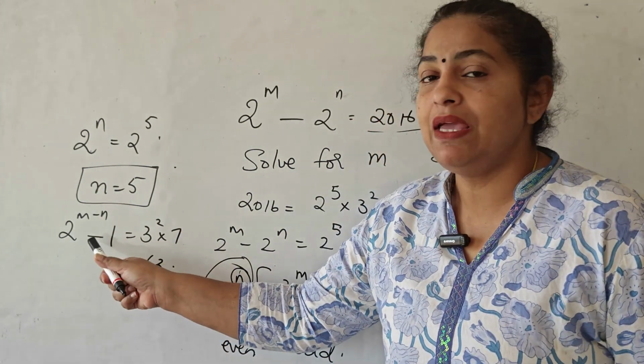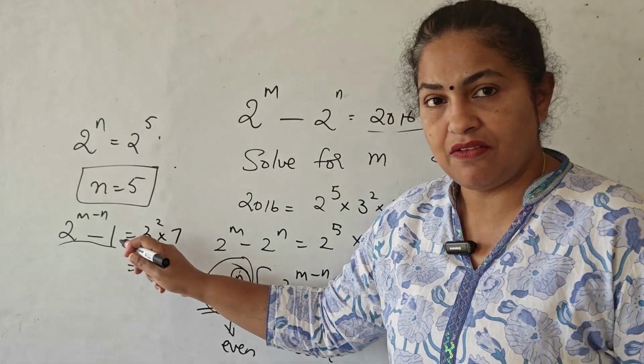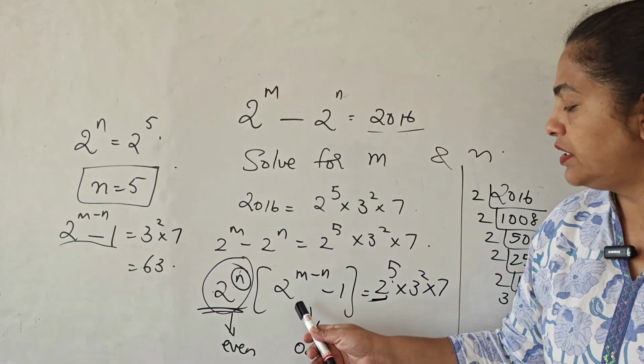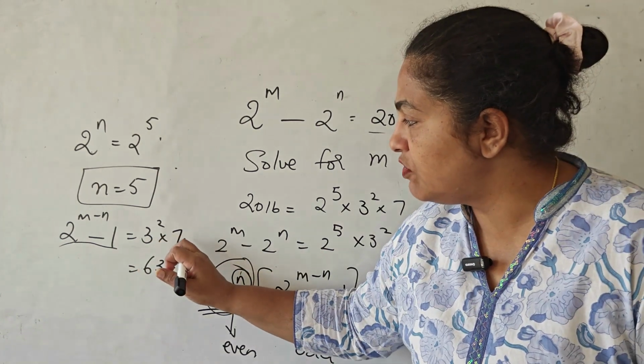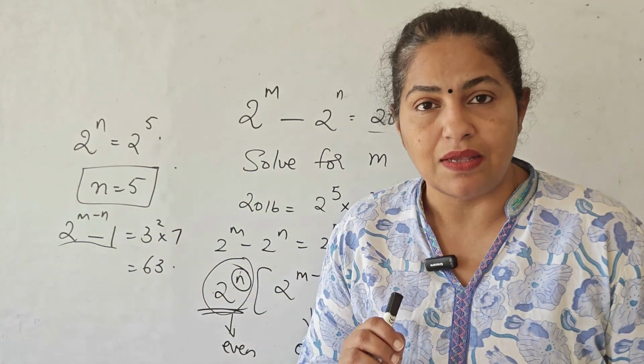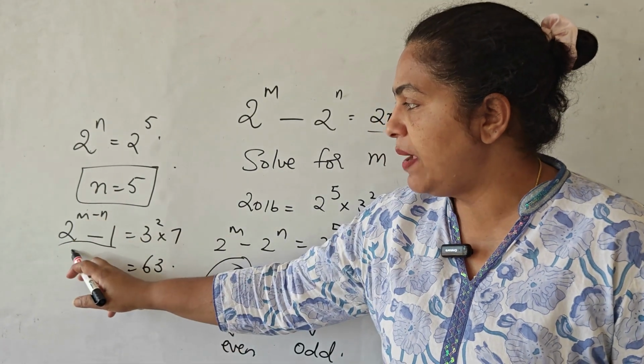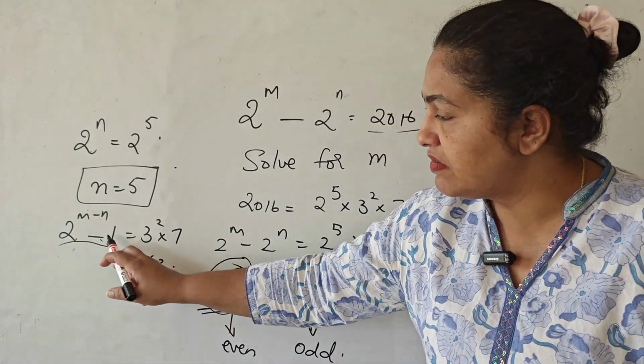Fine. Now the remaining term is 2 raised to m minus n minus 1, which I told you will be an odd term. That will be equal to the value, which is 3 square into 7, 9 into 7 is 63. I can say that 2 raised to m minus n is equal to 63 plus 1, 64.